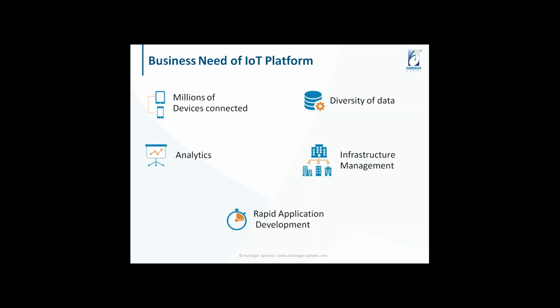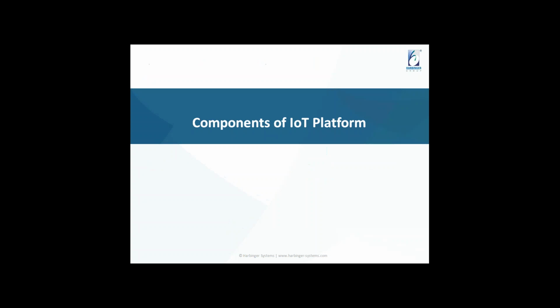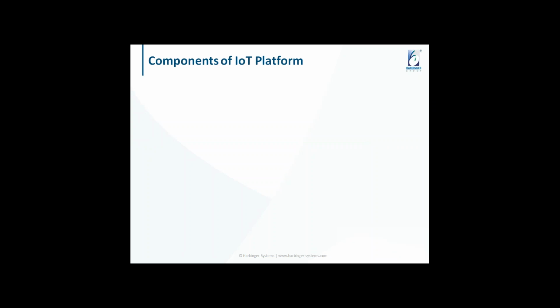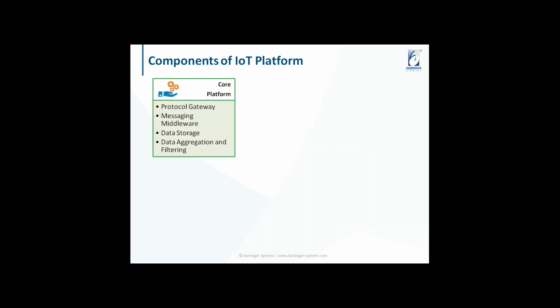So due to all these reasons, one needs to have a different IoT platform which differentiates it from the standard platform. So let's have a look at what components should be present in the IoT platform. There are 5 components, or basic categories we should say, for the components. Out of those, first is the core platform.